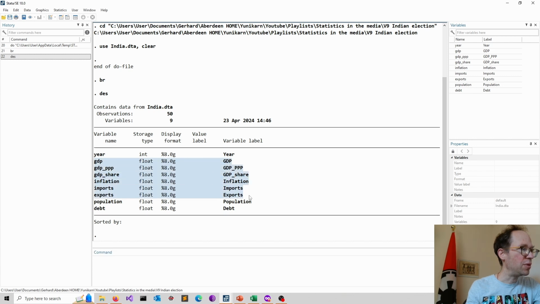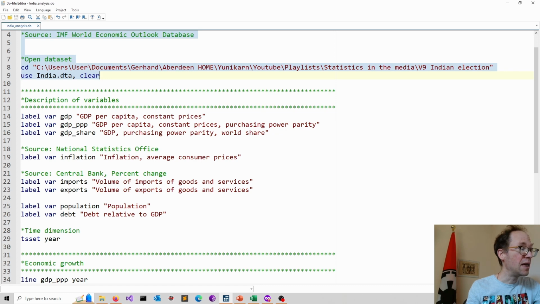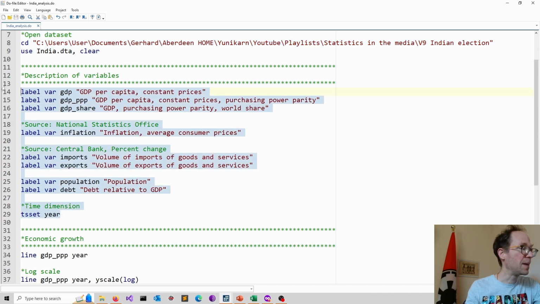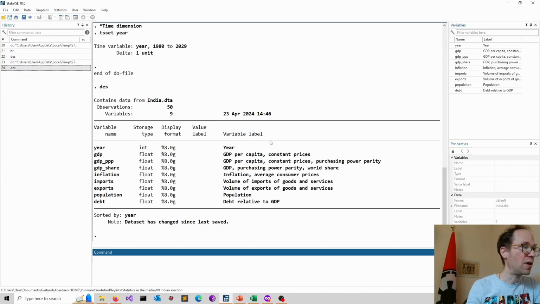So we have our GDP, time series, inflation, import, export, population, and debt, but we don't have any data labels. So the first thing I always do is write down, using the label var command, what these different variables really mean. And then I use tset to define my time dimension. That will tell Stata that we have time series data. If you run this and do describe again, you now have all the data labels, so we know what these different things mean.